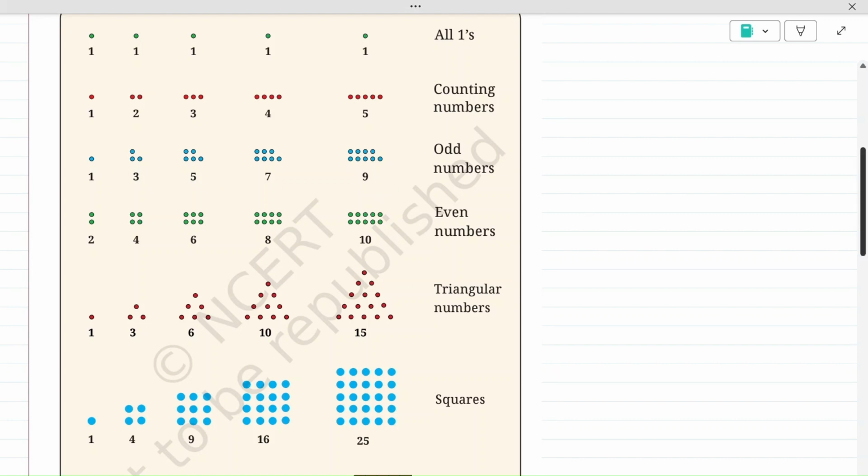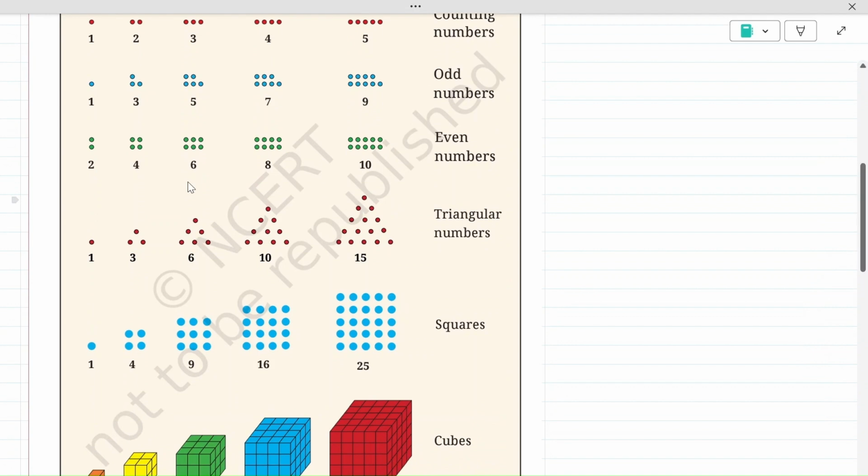Similarly, we have next the even number sequence, and the even number sequence starts with 2. The next number is obtained by adding 2 to the previous number. 2 plus 2 is 4, 4 plus 2 is 6, 6 plus 2 is 8 and 8 plus 2 is 10. And here every number is denoted by a green dot. So for 2 we are using 2 green dots, 4 green dots and so on.